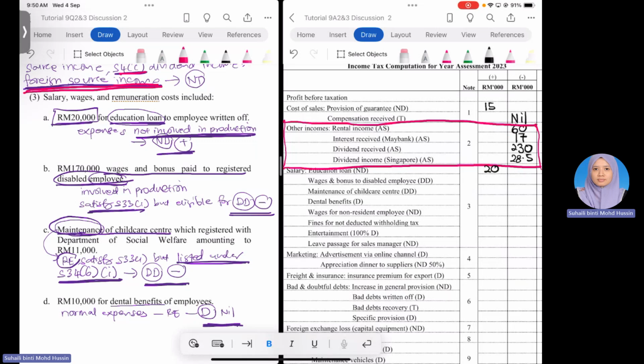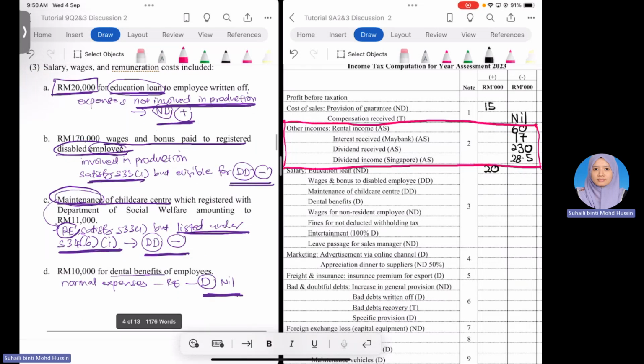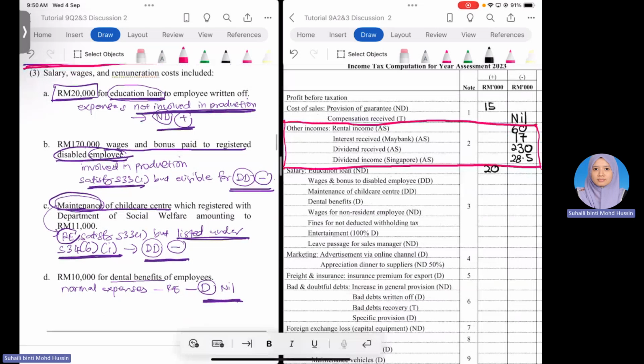Okay, second item is the company paid the wages and bonus to the registered disabled employee, 3B. So the company hired the registered disabled employee. Of course they pay the wages and the bonus for this registered disabled employee. So the company paid 170,000 ringgit.